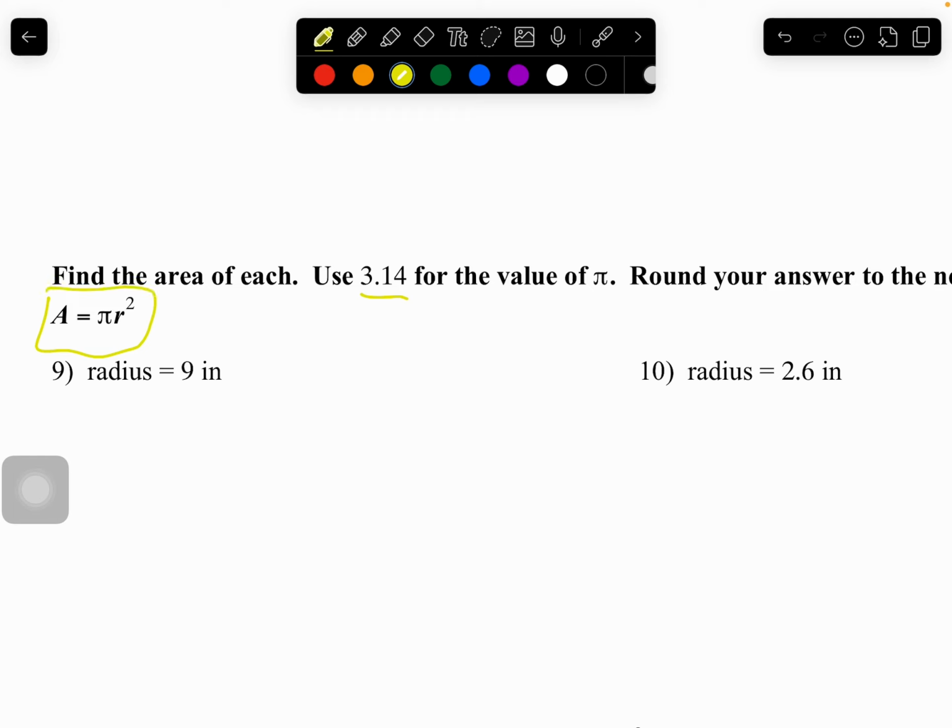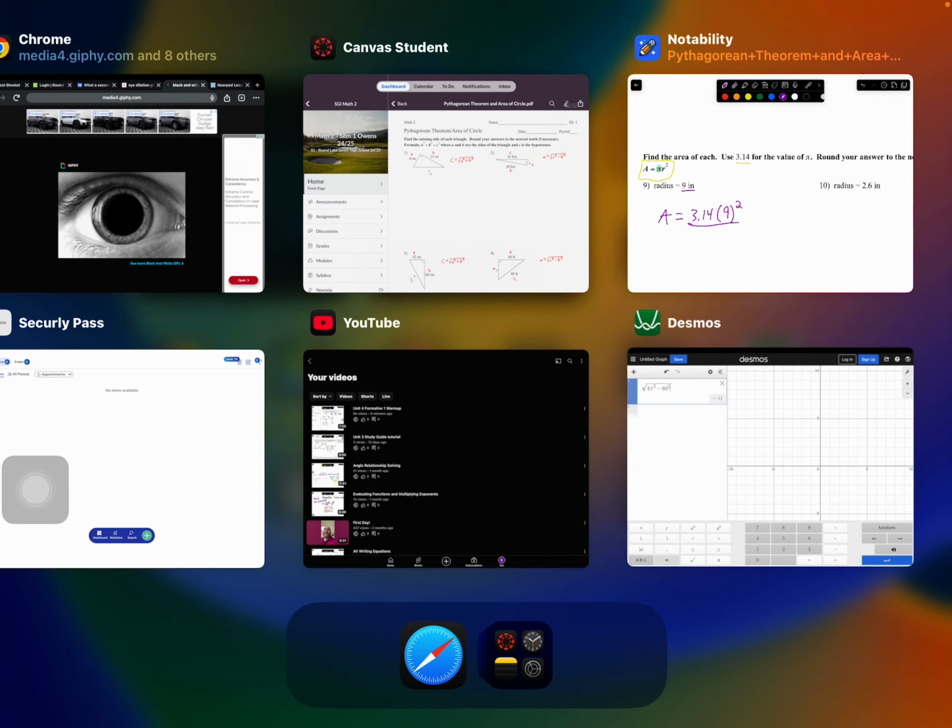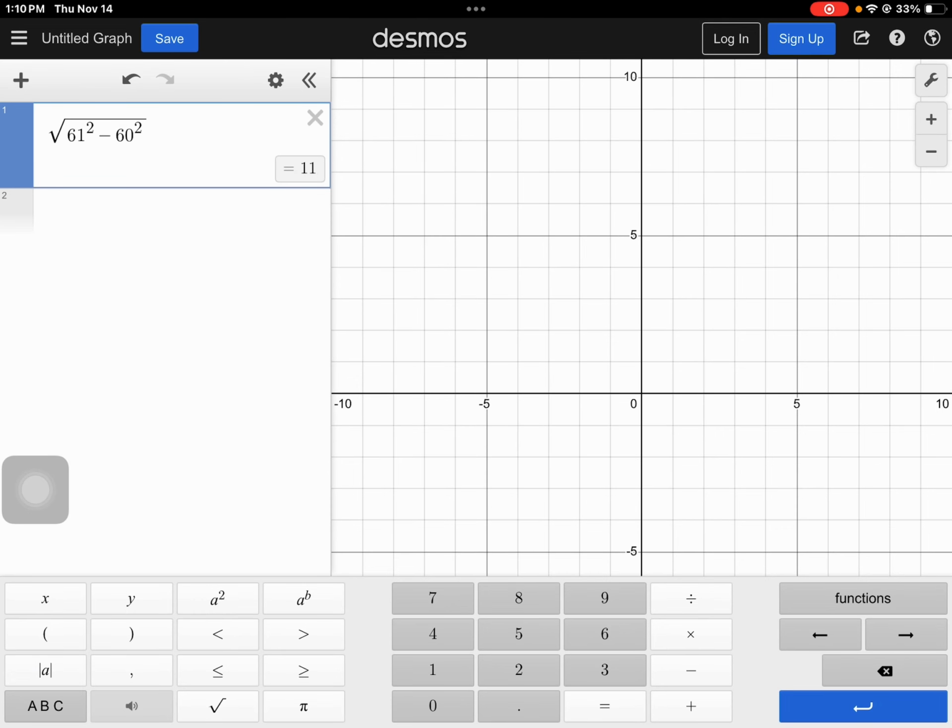So you're trying to find the area. I give you the radius. This is the pi button on the calculator, but you're going to just substitute 3.14. And then I have r squared, r being the radius. Since the radius in number 9 is 9, I go area equals 3.14 times 9 in parentheses squared. And then plug all this in the calculator. This is going to be a long decimal.